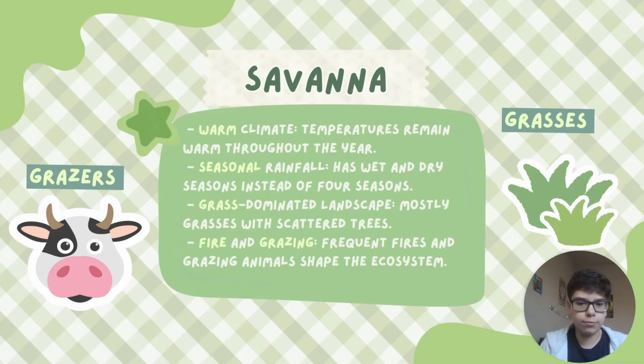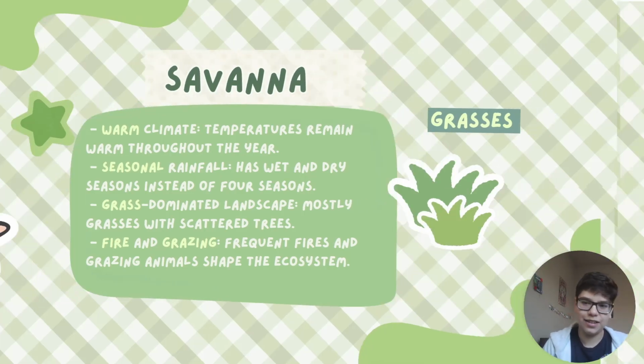And kind of like our chaparral, we're going to have lots of fires, frequent fires. And since it's mostly grass dominated, we have lots of grazing animals in this ecosystem. So that's why I have the little picture of the cow.